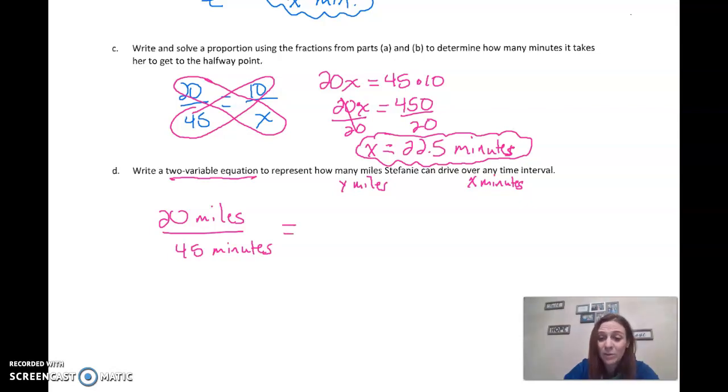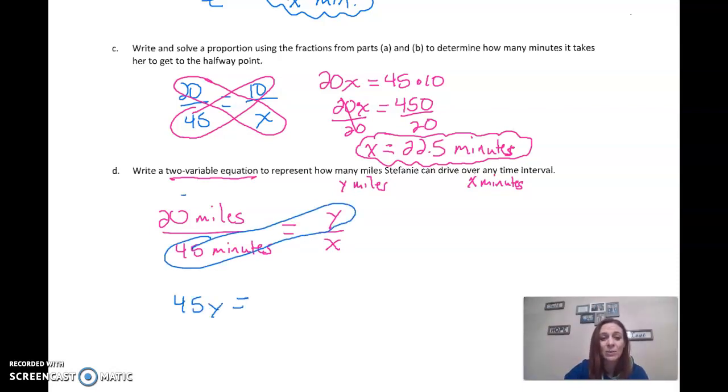And then we set it equal to a two-variable equation, an x and a y, a d and a t. So the number of miles here is y, the time interval is x. Minutes, miles. Then cross products. 45 times y has to equal 20 times x. Always solve for y, or whatever's on top. If you had a d on top, solve for d. So we're going to divide both sides by 45.